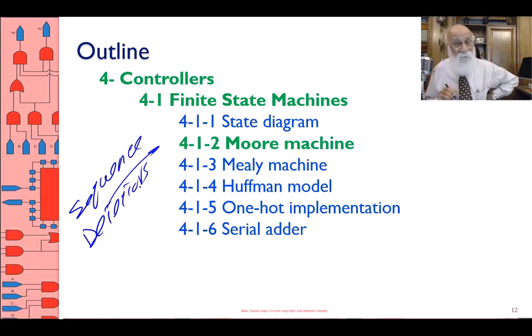There are two types of sequence detectors. One is Mealy machine, one is Moore machine. Actually, there are two types of finite state machines, Mealy and Moore. They are different in the timing of the output. Okay? We start with the one that is more precise timing-wise, which is referred to as Moore machine, M-O-O-R-E.